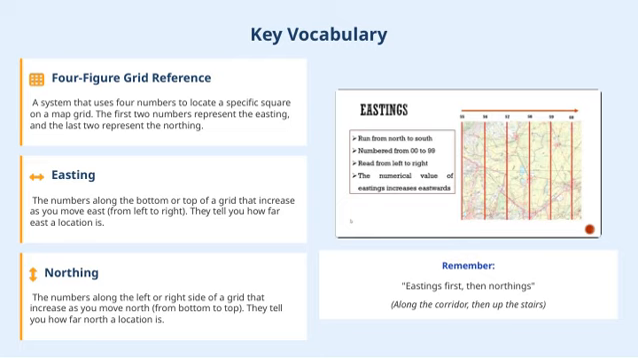And a helpful reminder is to remember the phrase, Eastings first, then northings. It's like following a set of directions, first across the corridor, then up the stairs. This order is crucial when reading grid references accurately. So, understanding these key points helps us locate places precisely on a map, which is fundamental in navigation and geography.